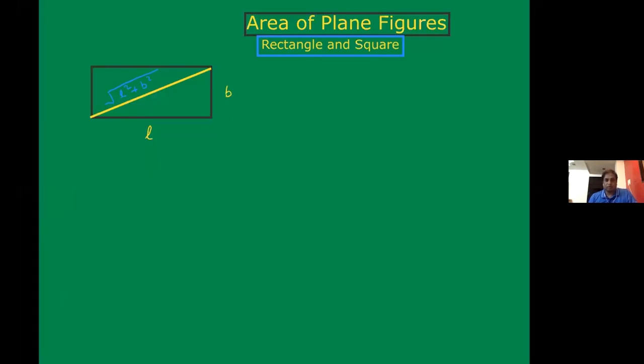So today I'm going to talk about the area of plane figures. In that we will discuss the rectangle and square. First I will take the rectangle and after that we'll learn about the square. So how to find the area? We know that in a rectangle the opposite sides are equal.